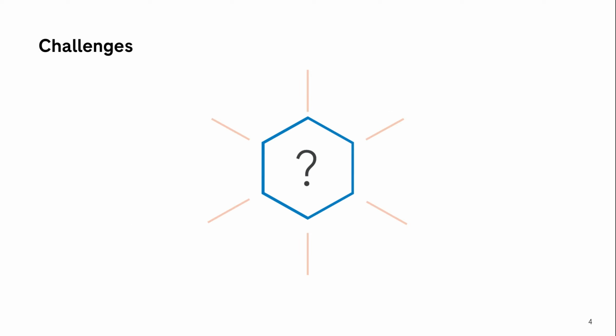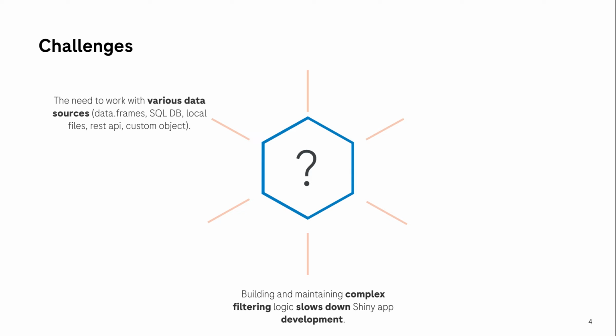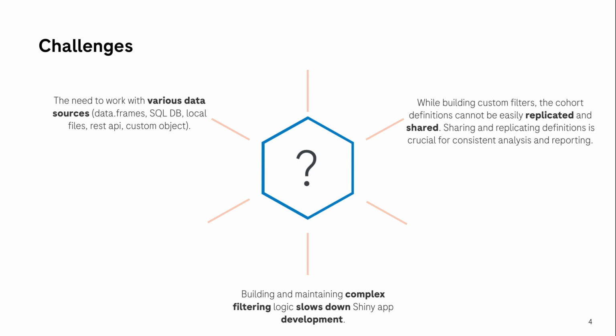Let's discuss the key challenges we face over data manipulation in Shiny app development when we were creating different cohorts. First of all, starting each app from scratch was slow and painful. In more complex logic, it was easy to make a mistake. We need to work with different data sources: data frames, SQL databases, local files, REST APIs, even custom R objects with the logic behind. The key was always being able to reproduce the results from Shiny and share the cohort definition.